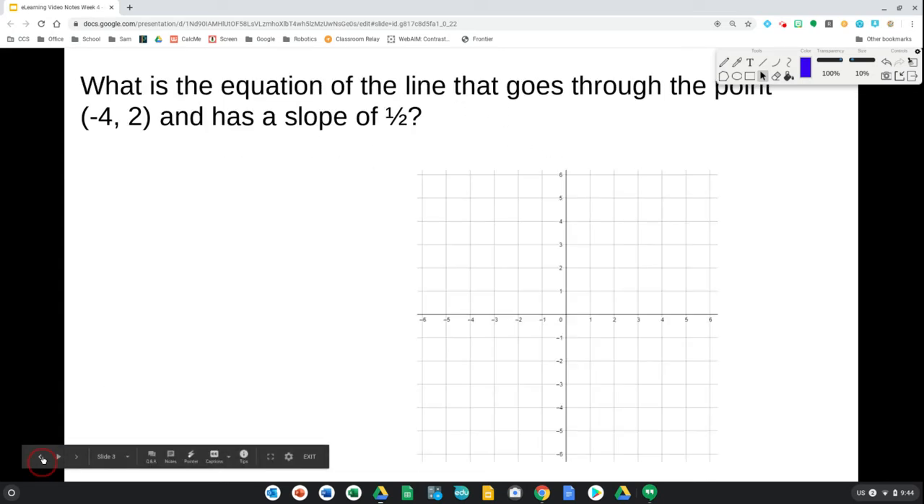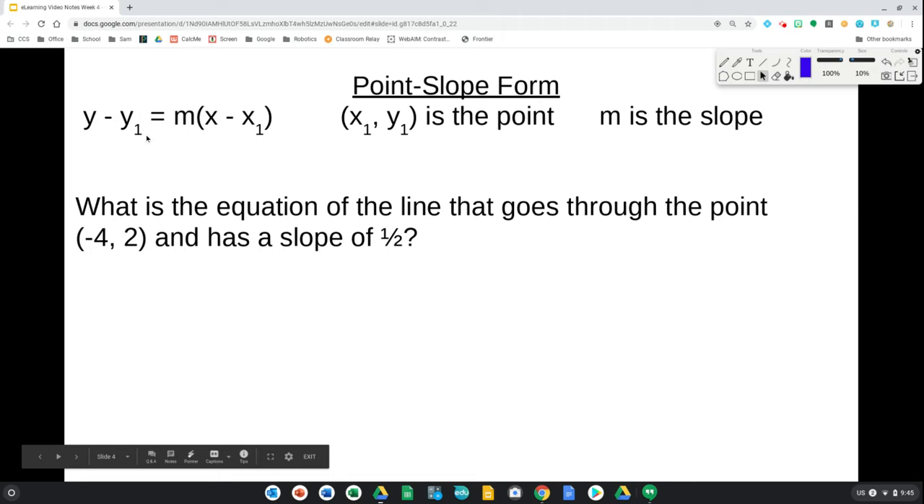Now, when we were first doing that, we were doing it this way. I was giving you a point and telling you a slope, and you would graph it. You would find the point (negative 4, 2), and then you would graph a slope of 1/2. So you'd rise up, run 2, draw that line in, and from that line, you would figure out the slope and the y-intercept.